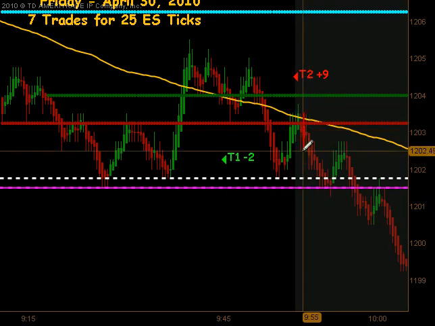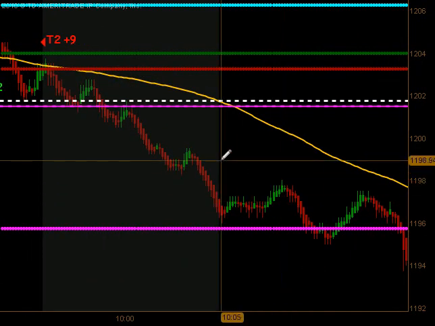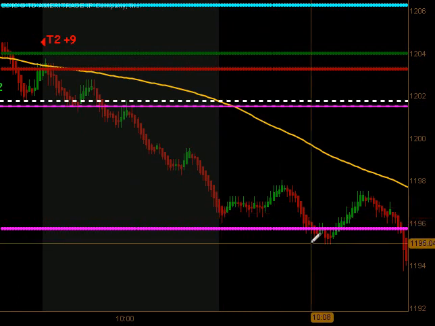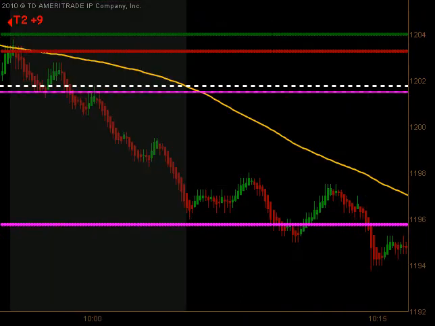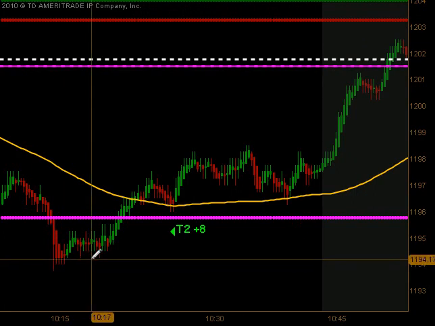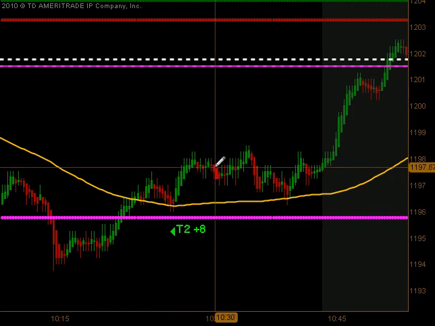That produced targets 1 and targets 2 to the downside for 9 ticks as we started to push all the way down towards our previous day's low. Found a brief moment of support, touched underneath that low, and finally broke that down as the market continued just slightly lower. Sorry about that on the movement there. Came back up through our moving average, actually gave us a signal to get long. That produced targets 1 and targets 2 to the upside for 8 additional ticks.